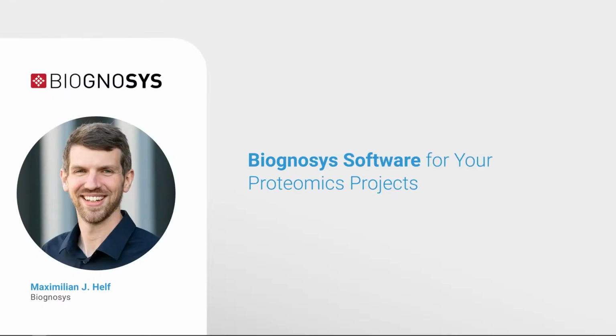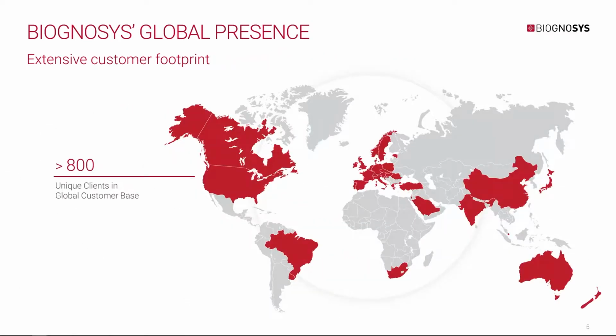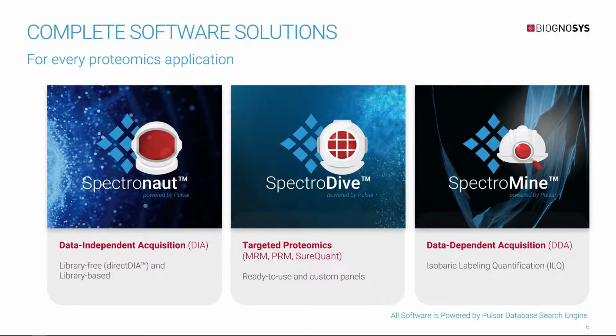So, as I said, I will give a brief introduction to the company. So Diagnosis has been around for about 13 years now. We have a highly qualified workforce, and a lot of publications are based on our products. We also have one of the largest facilities in the world for large-scale discovery proteomics, about 10,000 square feet or 900 square meters. We have customers around the world, and we have three main software products. Spectronaut, which is the software that you will hear a little more about today, as well as Spectral for targeted proteomics and Spectromine for data-dependent acquisition, specifically isobaric labeling quantification. And just a note on Spectromine, there's a new version of it coming out later this month, so stay tuned for that as well.